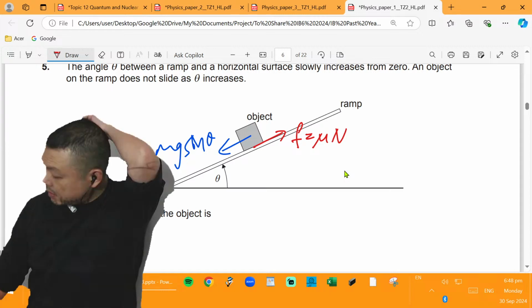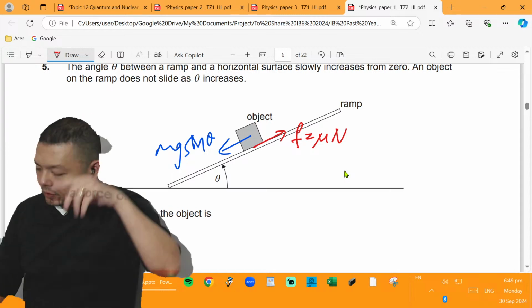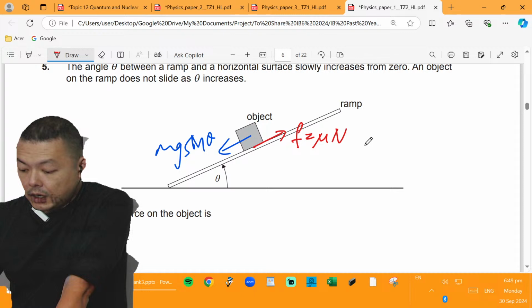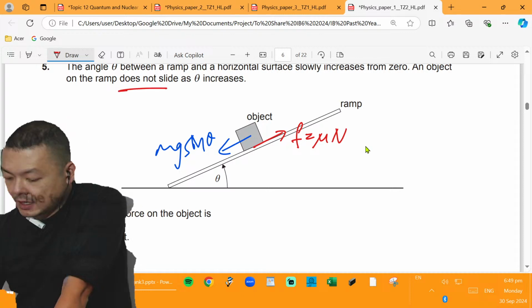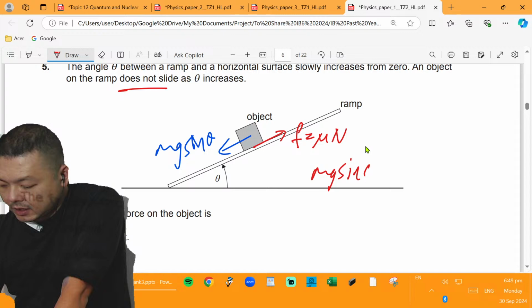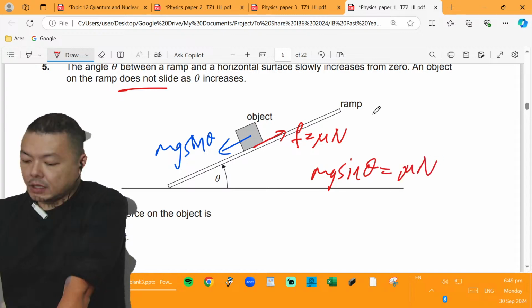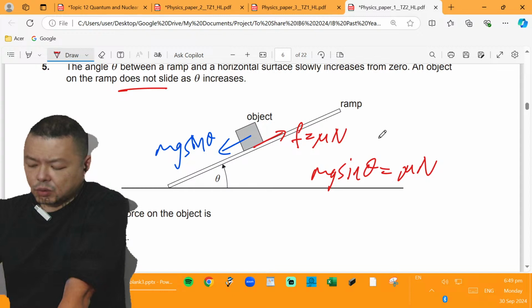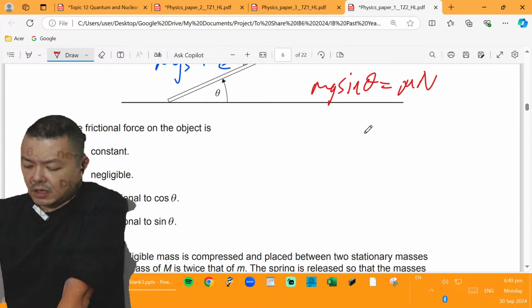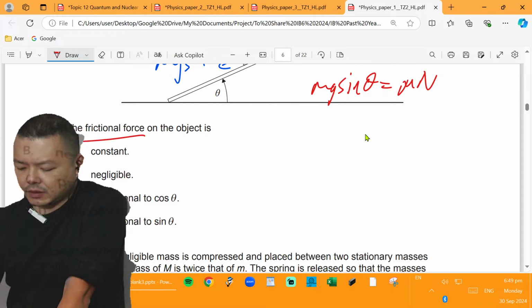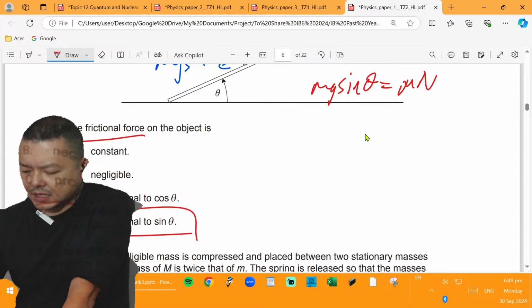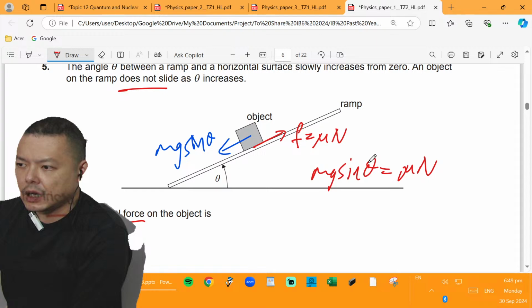Can. I do 5 already. I go back to 4. So it does not slide, right? Then does it mean that mg sine theta equals mu N? Am I missing any force along the slope? Don't have, right? These are the two forces along the slope. Then the frictional force, oh, they ask you for frictional force. Then proportional to sine theta lah. So this answer.